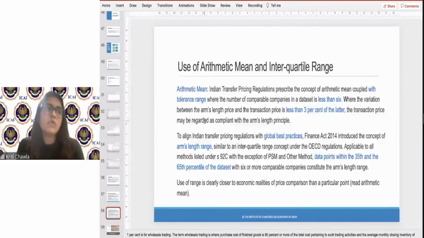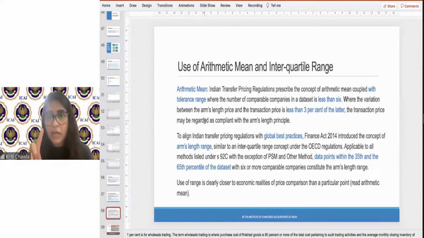Indian tax authorities said that what you can do is calculate something called an arithmetic mean, or calculate something called a range, an interquartile range. If you have fewer than 6 comparable companies, then you calculate the arithmetic mean. So I've got 5 companies. Calculate the arithmetic mean of those 5 companies, and then compare your client margin to that arithmetic mean. If you are in that range, or if you're more than the arithmetic mean, then you are at ALP.